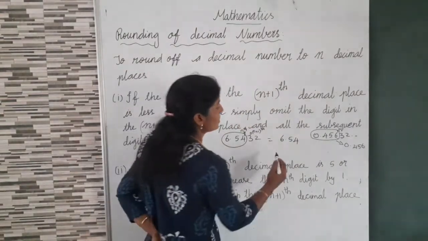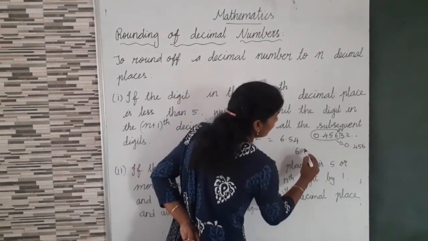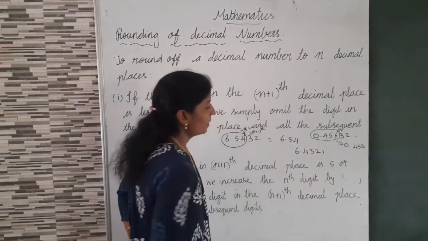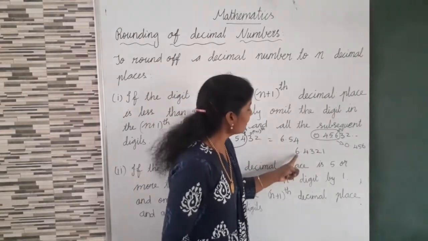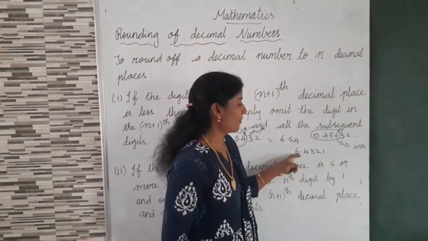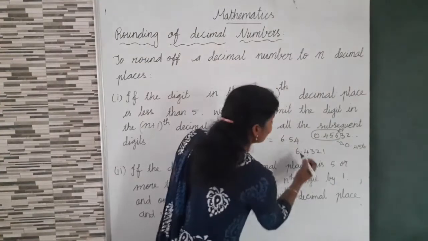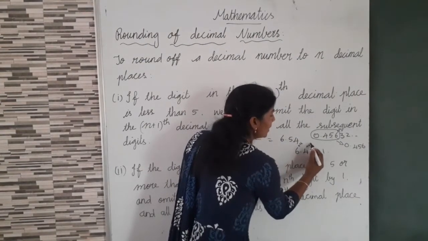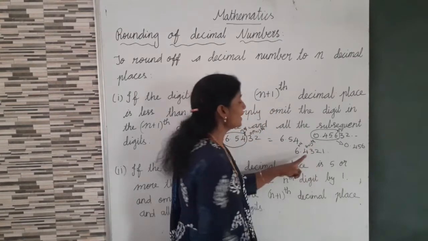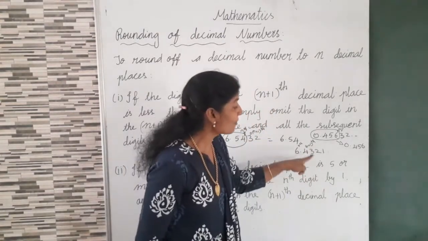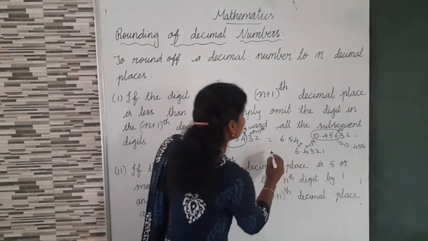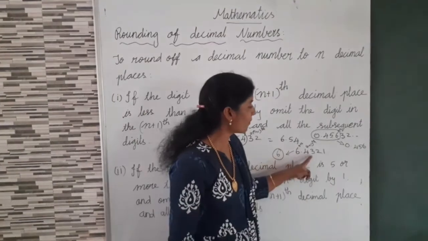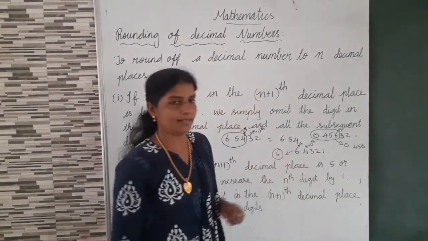Okay. Suppose 6.4321. Only one digit, only one figure is enough. What do you do? Now we can see this is the nth term and this is the n plus 1th term. Now we can see the n plus 1th term is less than 5. So we can write 6. 6 is the answer. Round off 6.4321 is 6.